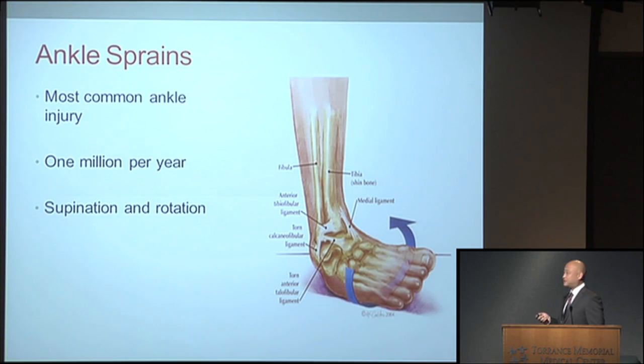So the most common reason why we see patients come in with pain in their ankle is ankle sprains. Ankle sprains are probably the most common ankle injury that we see. It's estimated that about 1 million people per year get these kinds of ankle injuries. And it usually happens from a supination and rotational type twisting injury.